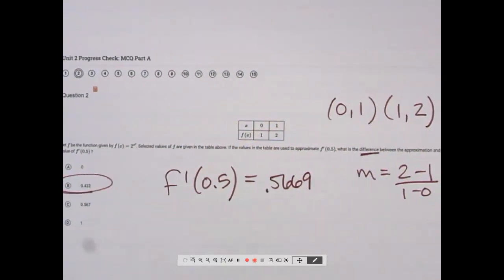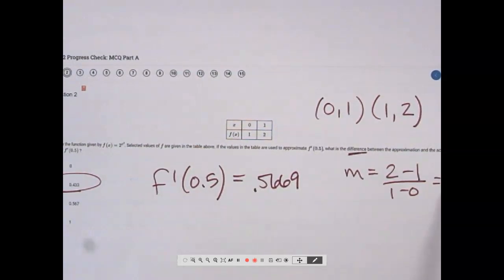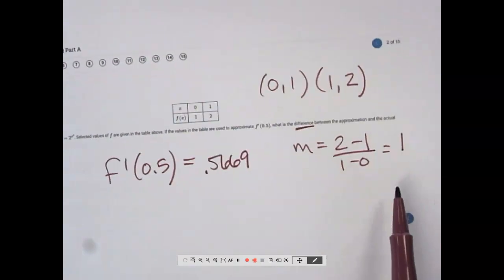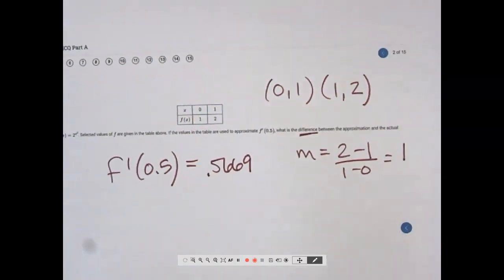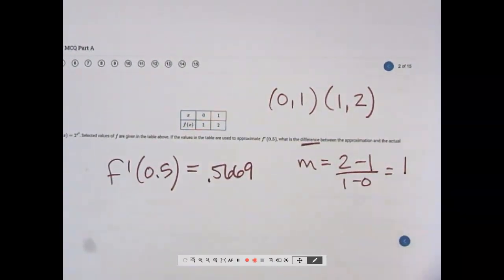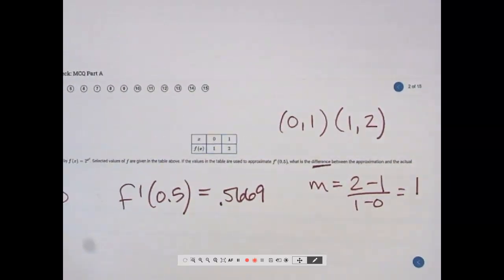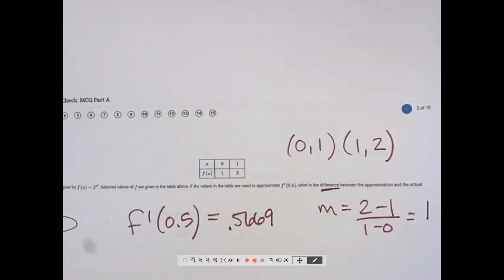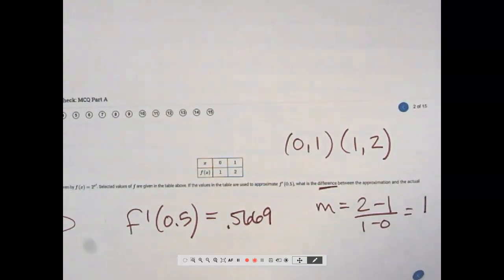So you subtract 0.5669 from 1, from the approximated slope that we got. Okay? Questions on that? The hardest part on these is not usually the math, it's figuring out what they're asking.